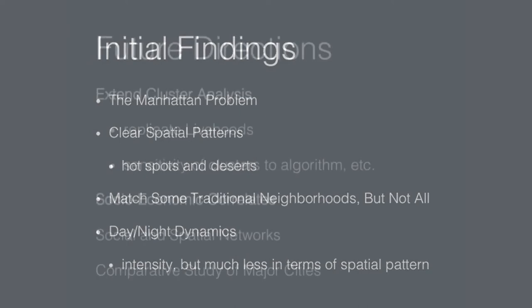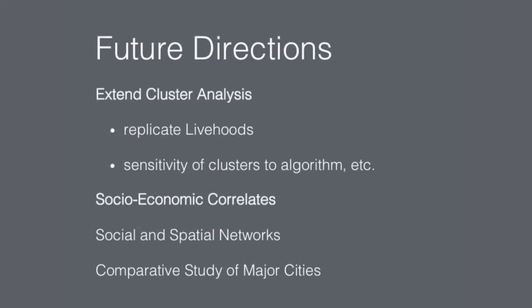As I said, this is very initial. We'll do a little technical work, but we're also very interested in what this correlates with in terms of socioeconomics, and also how the social networks, because tweets are really a one-directional social network, one follows somebody else, how do these map into space? And of course, we'll need to look at something beyond New York City.